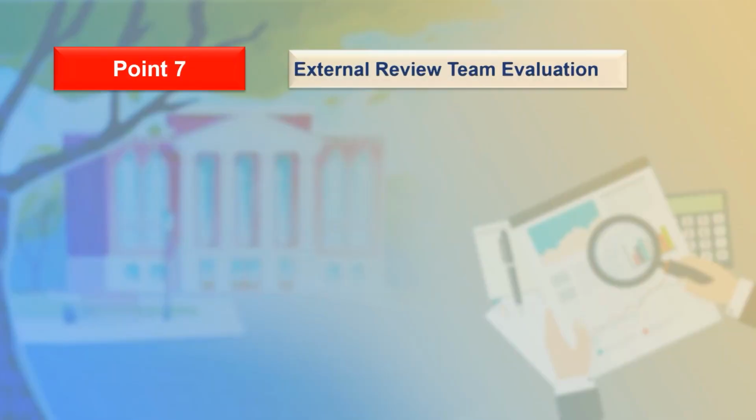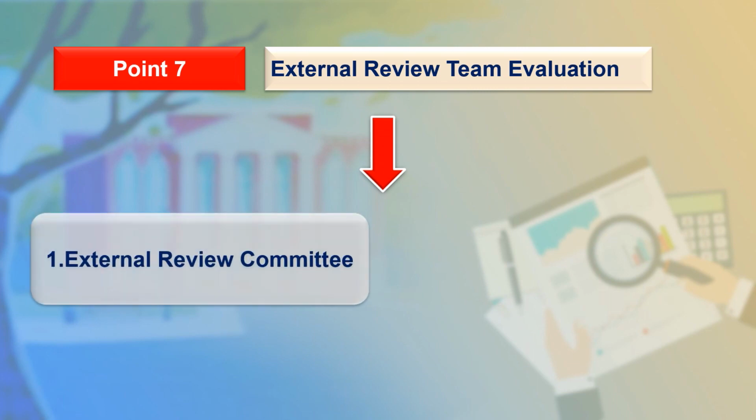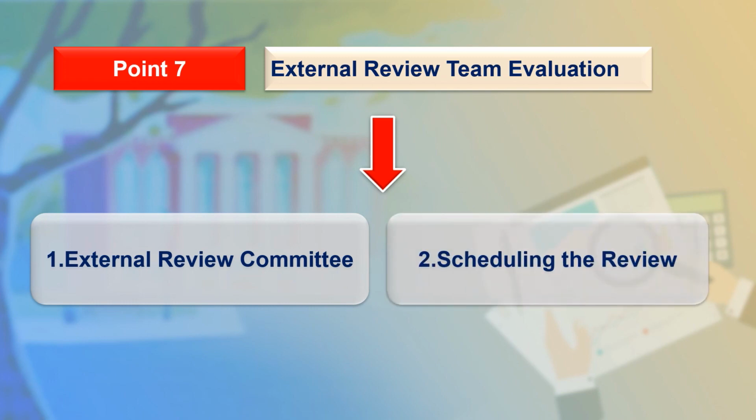Point number 7, external review team evaluation. It has two parts. Number 1, external review committee, where how many experts are there in the committee from outside the institute, who are they, their expertise must be mentioned. Then number 2 is scheduling the review. It is regarding assessment of the present state of the department or program by external team, visit and discussion.